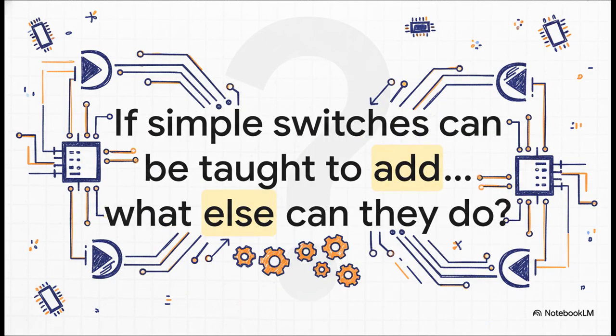So I'll leave you with this final thought. We've just seen how arranging a bunch of simple switches can teach a machine to do math. But that exact same principle, just arranging switches into complex logic, is how computers do everything else, from playing music to connecting us across the globe. So if we can do all of that just by flipping switches, what else can they be taught to do?